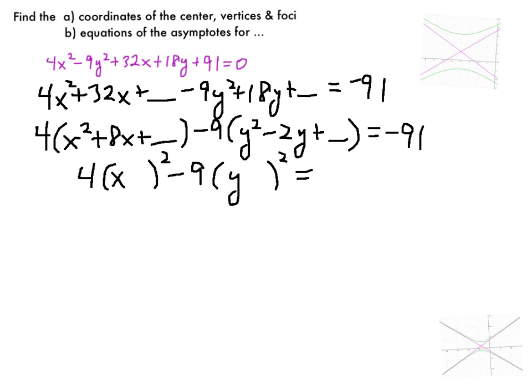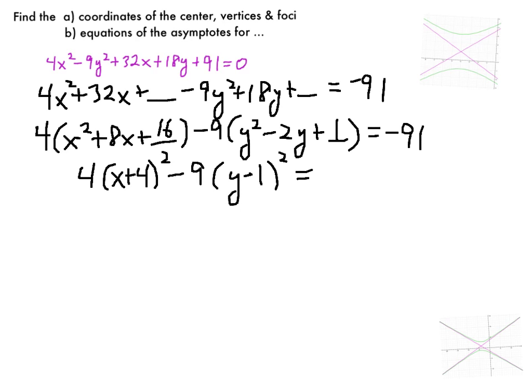If you remember, here's our b coefficient. Half of b is 4. That goes there. When we square it, we get 16. That goes right there. So half of 8 is a positive 4. Square it, you get 16. Over here, half of negative 2 is negative 1. Square it, you get a positive 1.